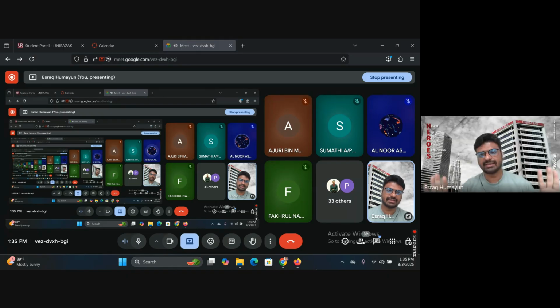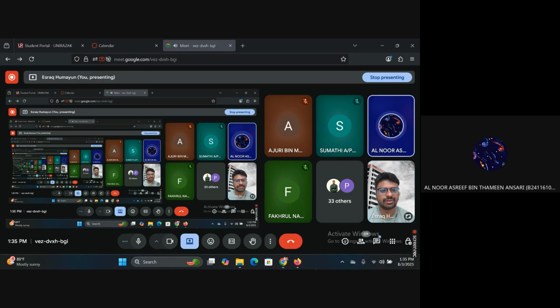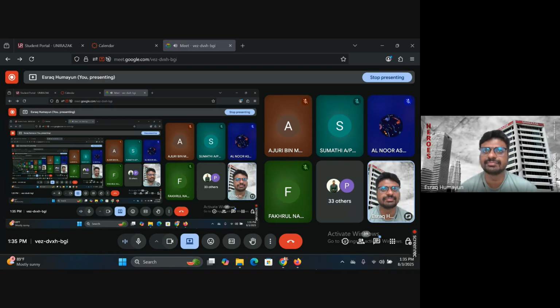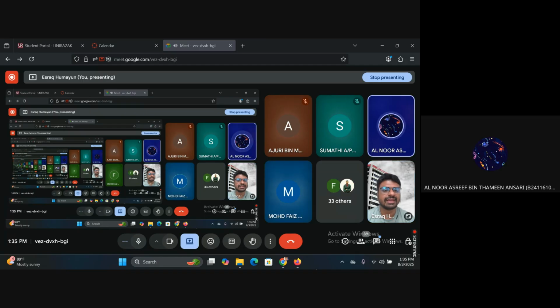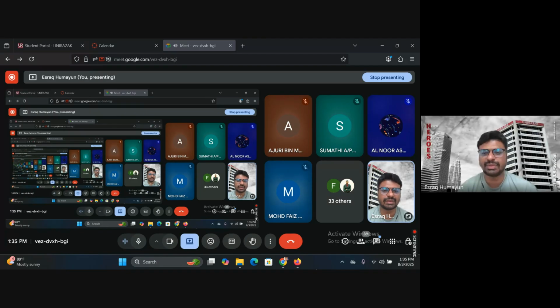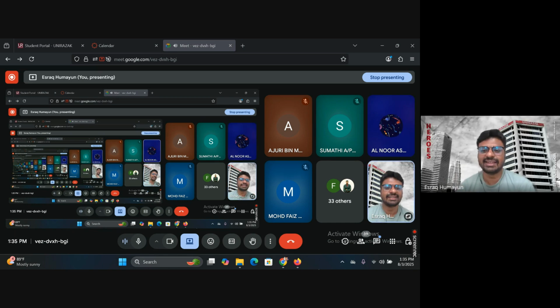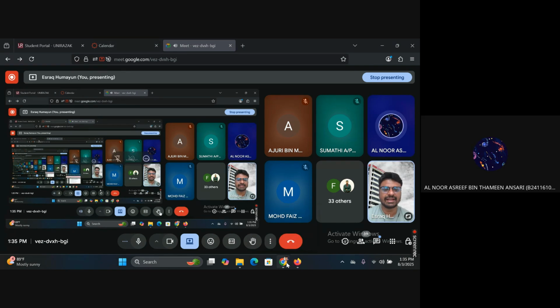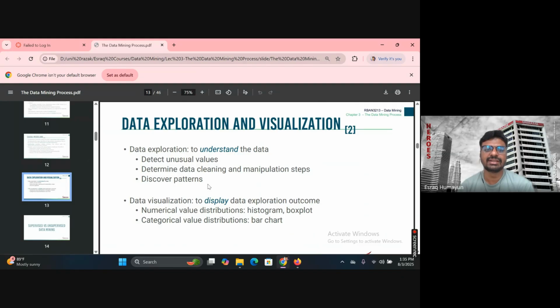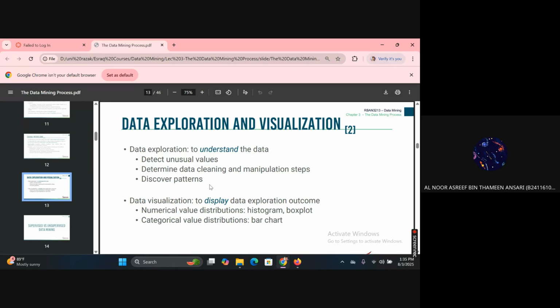Giving you the easiest example. Do you have a phone? Everyone has a smartphone? Do you have a phone gallery? Yes. In the gallery, sometimes you have some pictures that are not required, so you delete them. That is data exploration: keeping the images that you require. Understand?